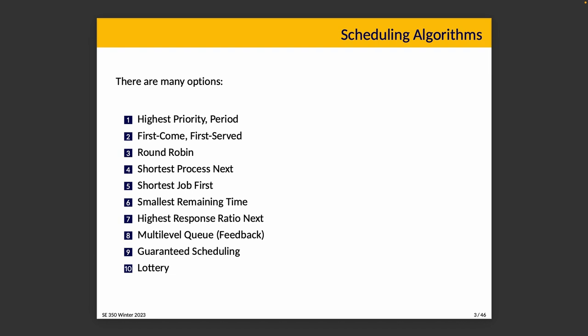With that said, our 10 options are: 1, highest priority, period. 2, first come, first served. 3, round robin. 4, shortest process next. 5, shortest job first. 6, smallest remaining time. 7, highest response ratio next. 8, multi-level queue or feedback. 9, guaranteed scheduling. And 10, lottery.